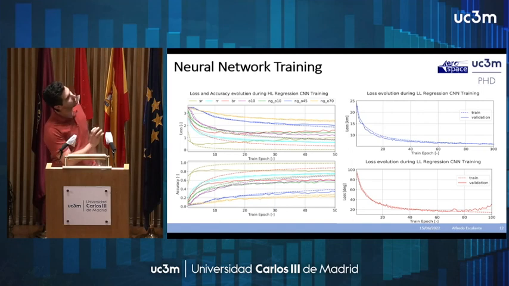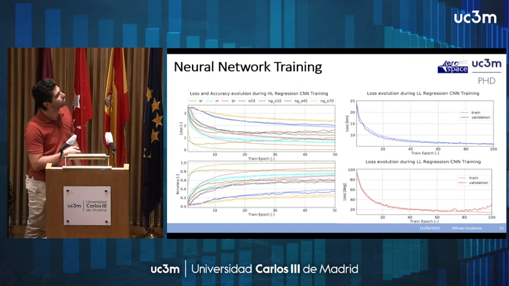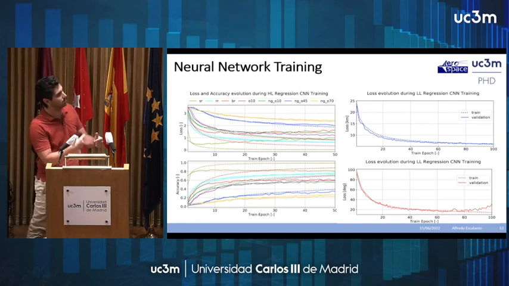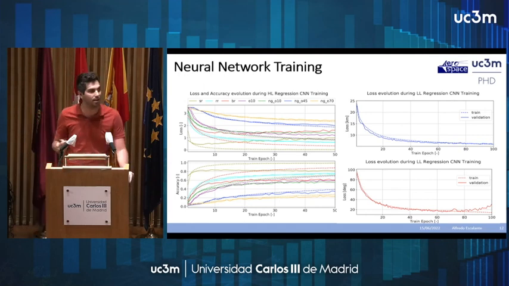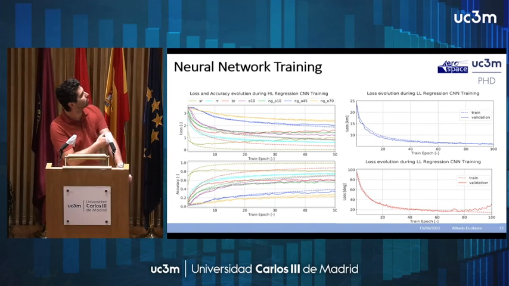So this is a summary of the results that we have. On the left, it's the classification network training. We have trained the network, so the number of times that we update the weights of the network until we get convergence of the loss function at the top left.